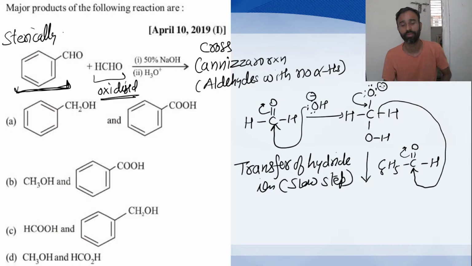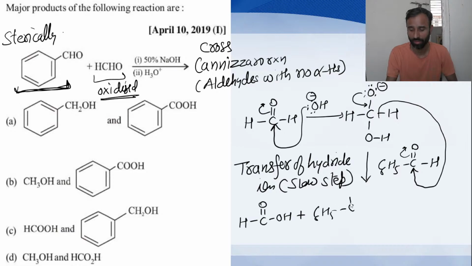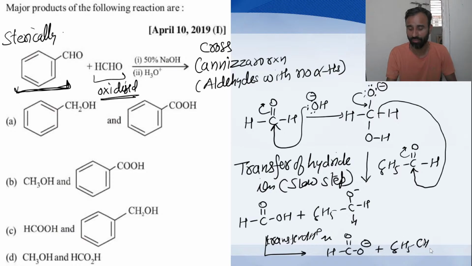O negative, and then hydride ion transfer, that is a slow step. So in this step we get this product, and then transfer of H plus ion, and that is a fast step. The mechanism, because acid will lose H negative ion easily, and that will give it to alkoxide. So this is the mechanism of Cannizzaro reaction.